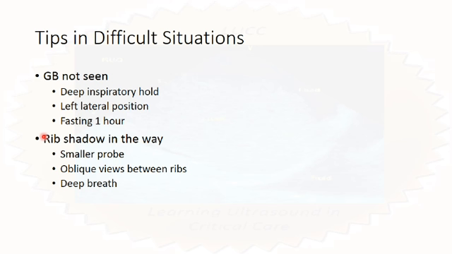Sometimes the rib shadow comes in the way. In such instances, try to go under the rib cage, so inferior to the costal margin. But if that's not possible because of, say, bowel gas or something like that, you can try the smaller cardiac probe. So, probes with a smaller footprint, like the microconvex cardiac probe. You can try rotating the probe so that it is in between the ribs in the intercostal space. And again, you can ask the patient to take a deep breath.